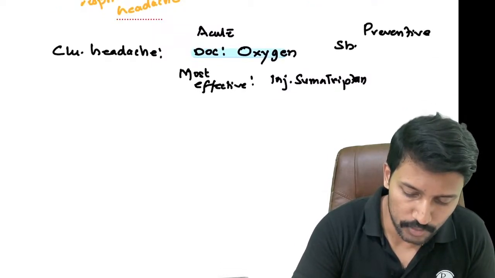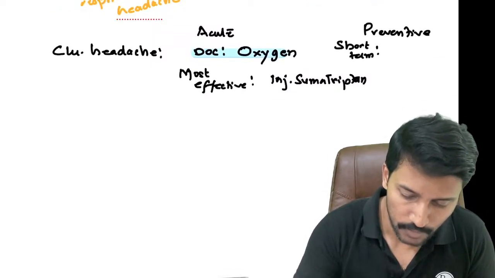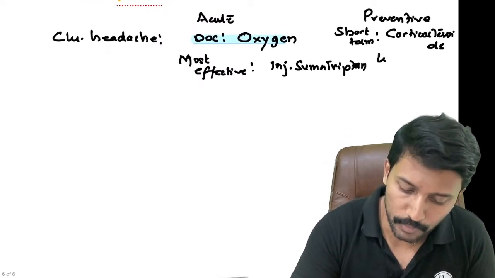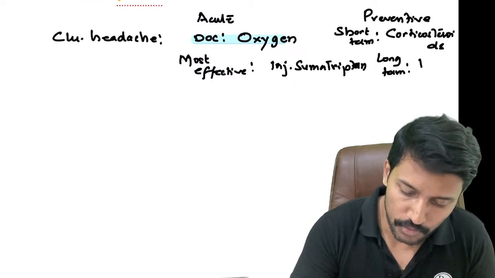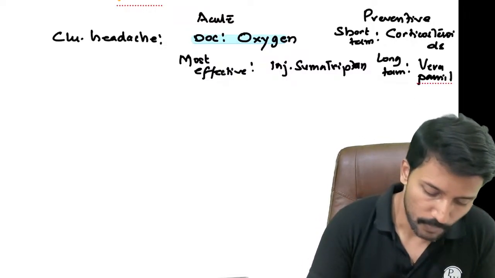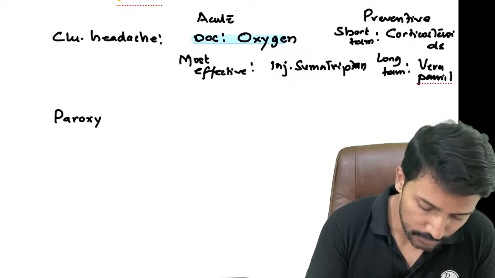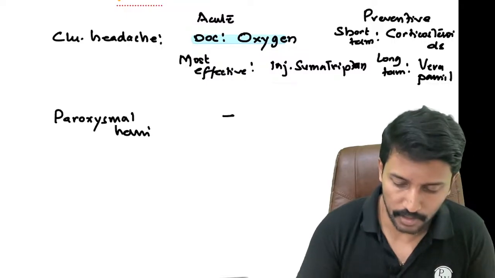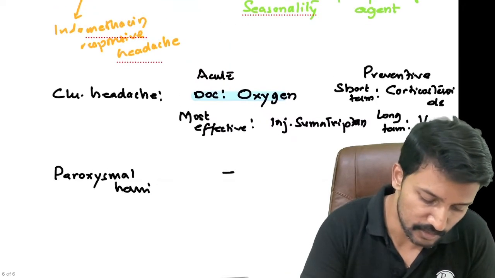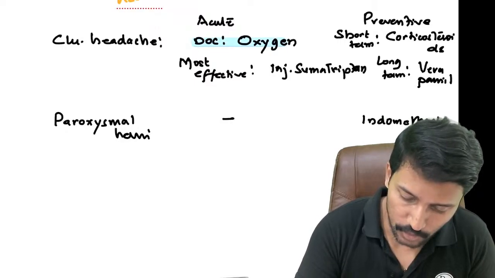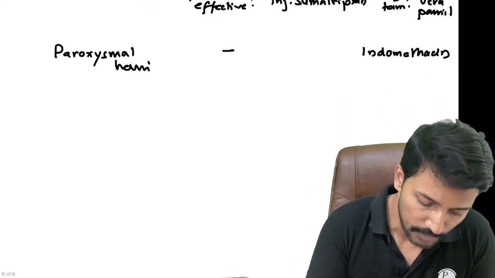For preventive treatment, there are two things: for short-term prevention and for long-term prevention. For short-term, it is the corticosteroids. We give 1 or 2 weeks of steroids for the patient for short-term prevention, and for long-term prevention, the drug of choice is going to be verapamil, which is a non-dihydropyridine calcium channel blocker. If I have a case with paroxysmal hemicrania, for such patients, acute treatment is generally uncalled for. Preventive treatment, as it is highly responsive to indomethacin, we use the indomethacin. Indomethacin is the drug of choice for preventive treatment of paroxysmal hemicrania.